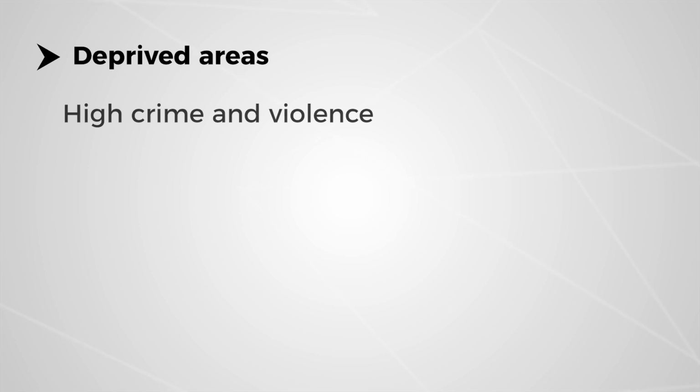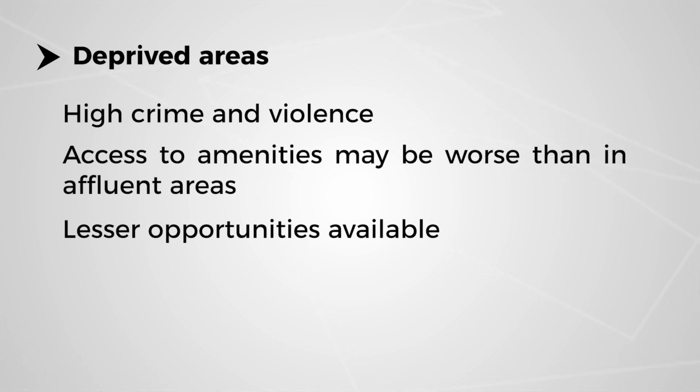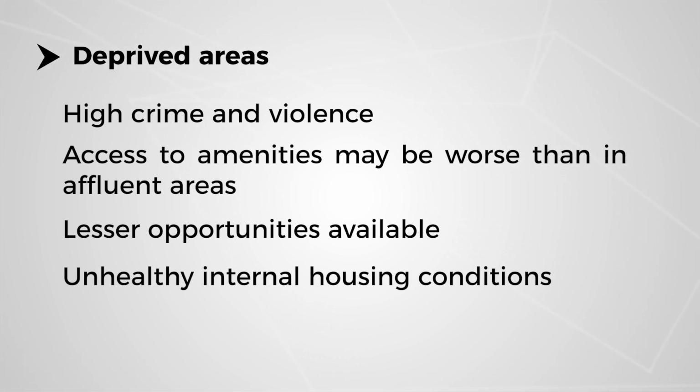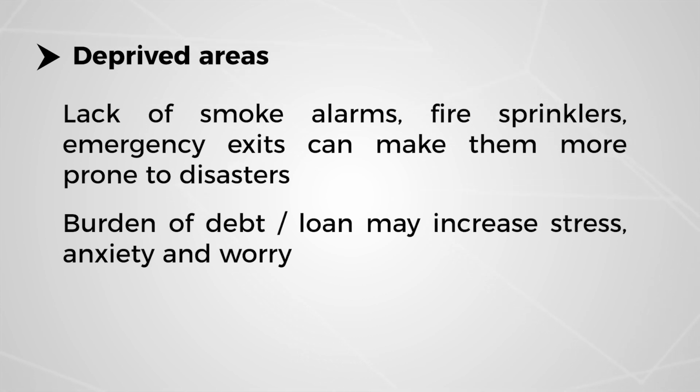For instance, deprived areas may experience high crime and violence, making them stressful and dangerous places to live. Access to amenities may be worse than in affluent areas. There may be fewer opportunities available, and internal housing conditions may not be conducive and healthy. Cold and damp conditions and poor amenities may lead to disease, illness and accidents. Lack of smoke alarms, fire sprinklers and emergency exits can make them more prone to disasters. The burden of debt or loan may increase stress, anxiety and worry.